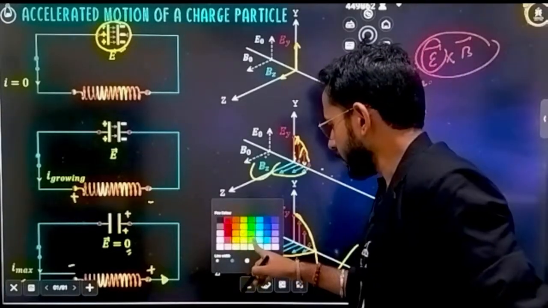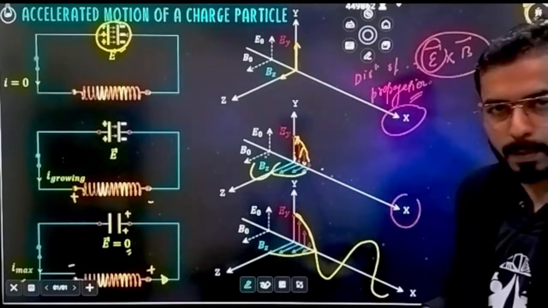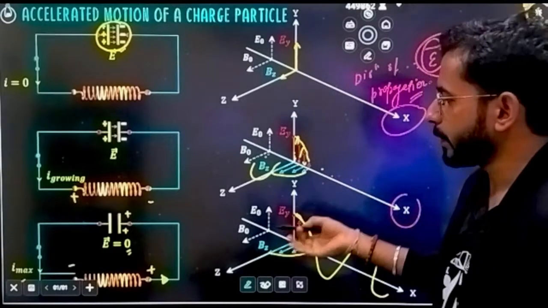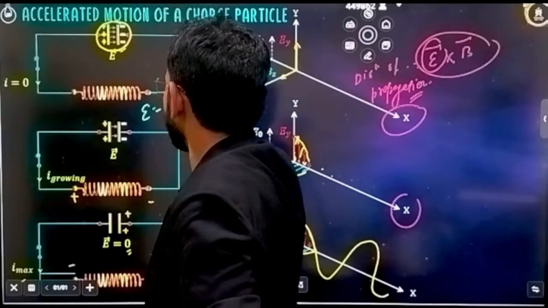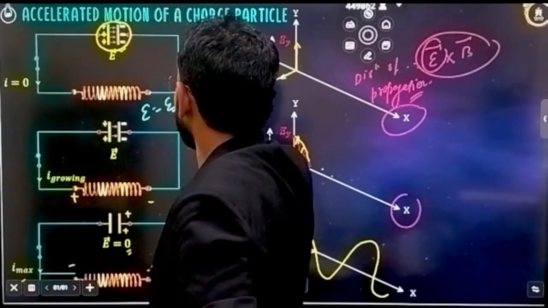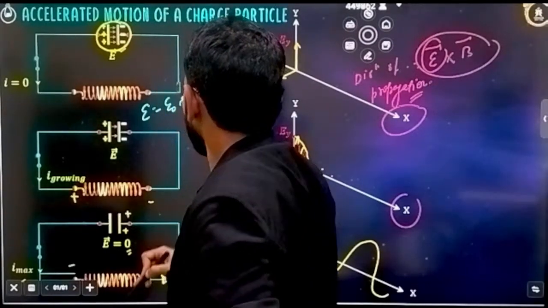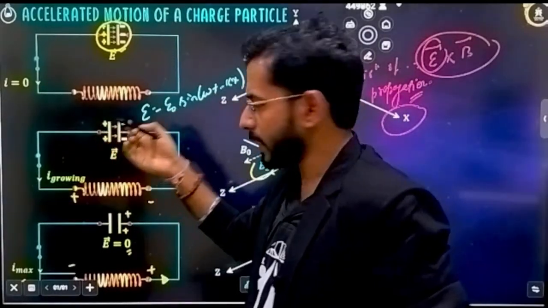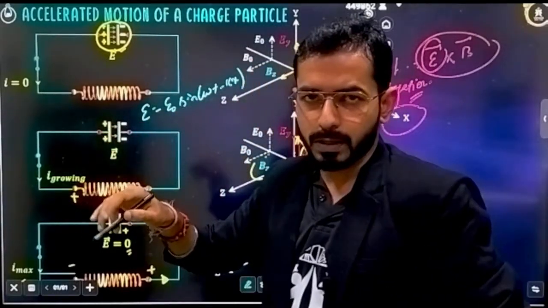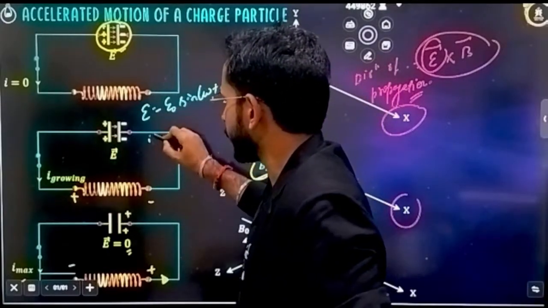And if I draw how the wave will be propagating, because both are sinusoidal waves, I will tell you the general equation also. The general equation for E is E naught sine of omega t minus kx. Now if it is moving in the positive direction, then it will be minus. If it is in the negative direction, then it will be plus. That I am also going to explain.